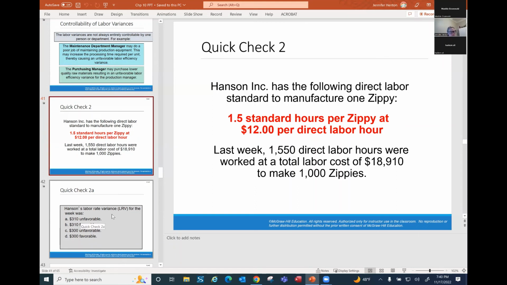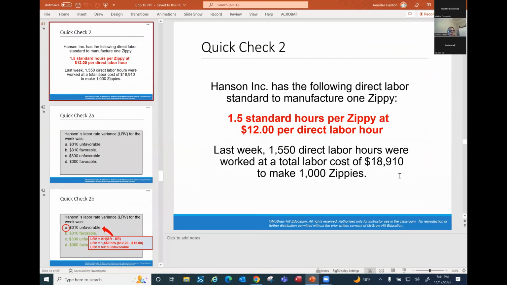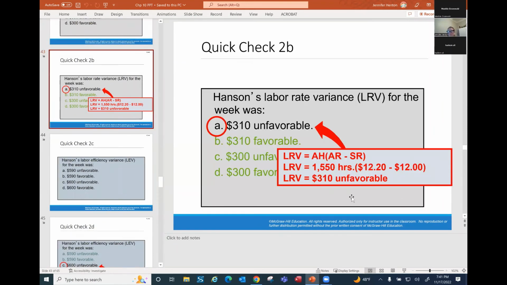We take the difference between the 12.20 that we just calculated and the $12 standard. So it's 20 cents. Then we multiply it by our actual hours, 1,550, and we have $310 unfavorable. Here's the calculation. It shows you the 12.20 but doesn't tell you where that comes from, so remember you have to calculate that out. It's just the total, 18,910 divided by 1,550. That's where the 12.20 comes from.